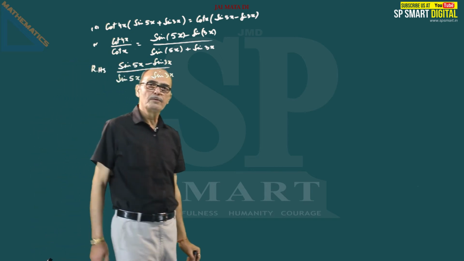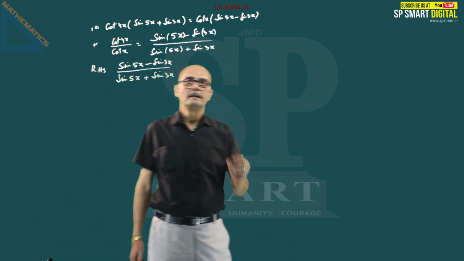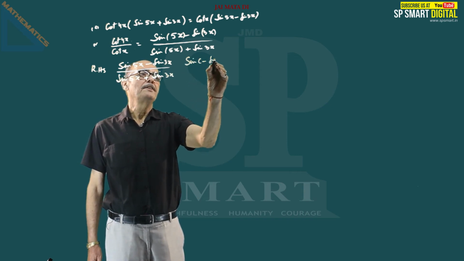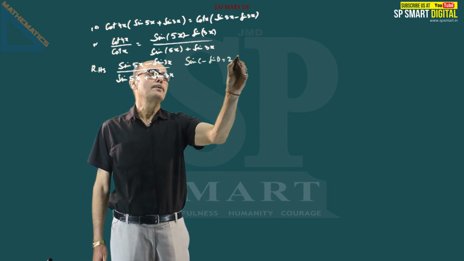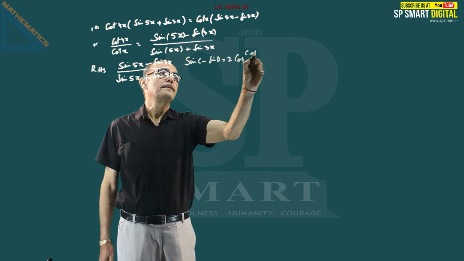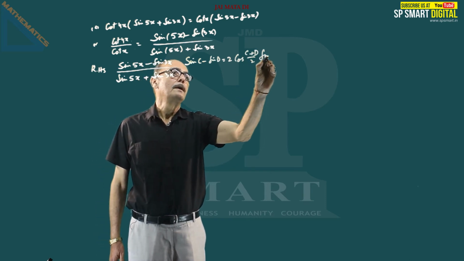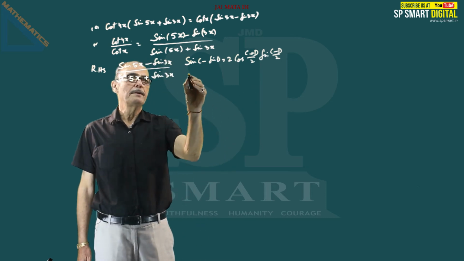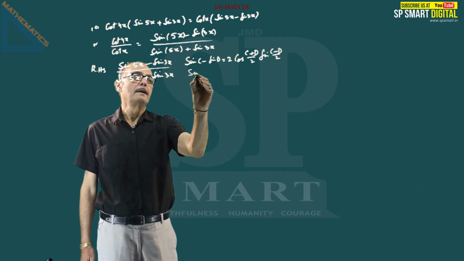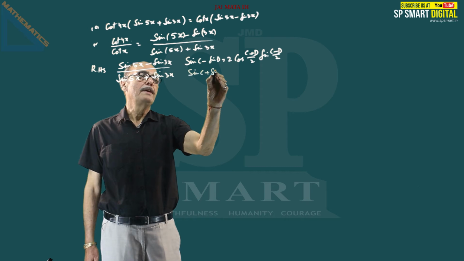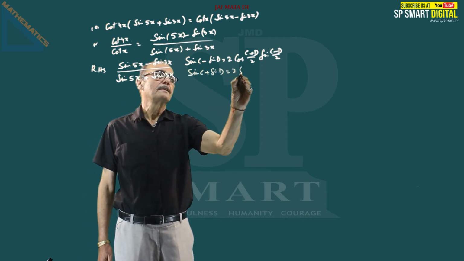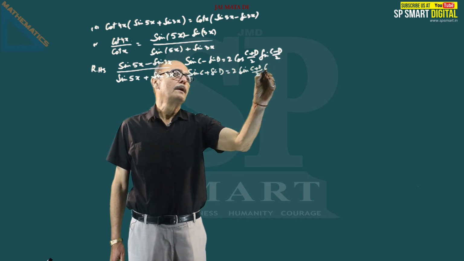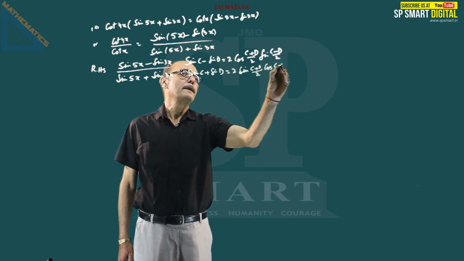Again we make use of the formula sin c minus sin d in the numerator, which is 2 cos (c plus d) by 2 sin (c minus d) by 2. And in the denominator we make use of the formula sin c plus sin d, this is twice sin (c plus d) by 2 cos of (c minus d) by 2.